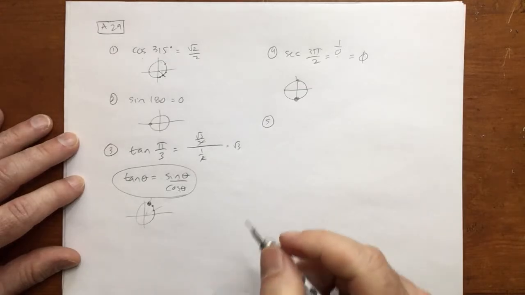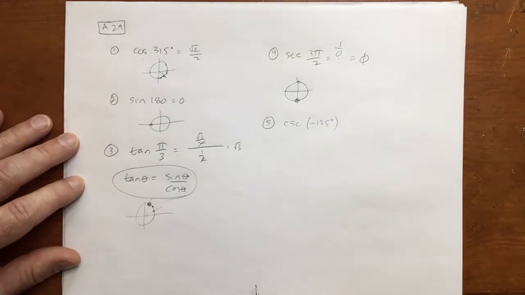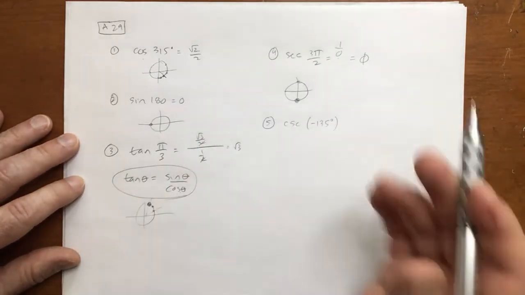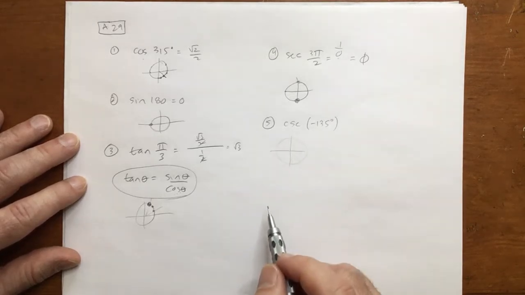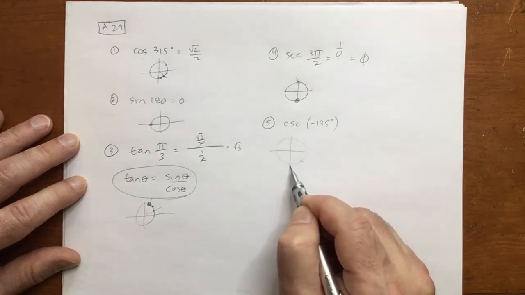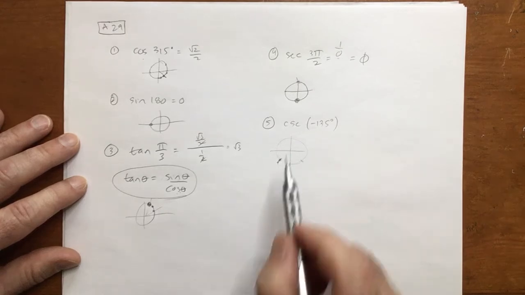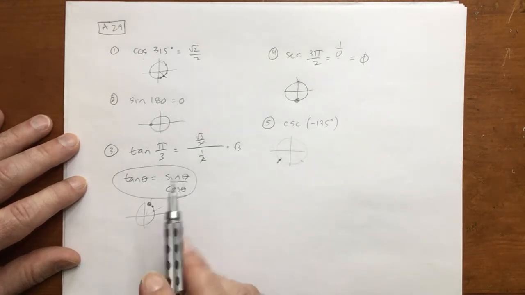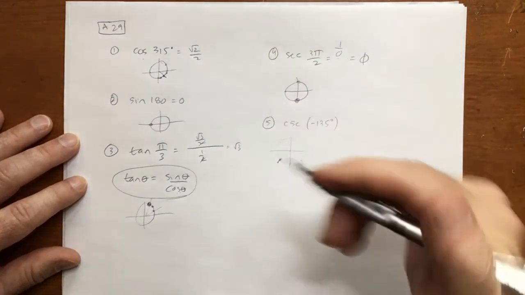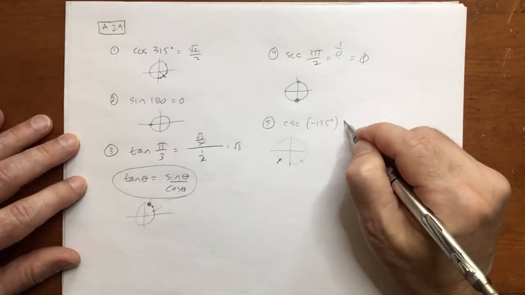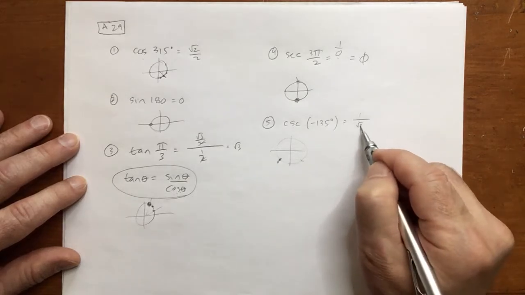Let's try another one. Let's try the cosecant of negative 135 degrees. Okay, notice that we're switching back and forth between degrees and radians. So for a negative angle, we have to count this way now. So negative 45, negative 90, negative 135 right here, right in the middle. Cosecant is the reciprocal of sine, so 1 over the sine. Okay, we moved down 2 to get there.